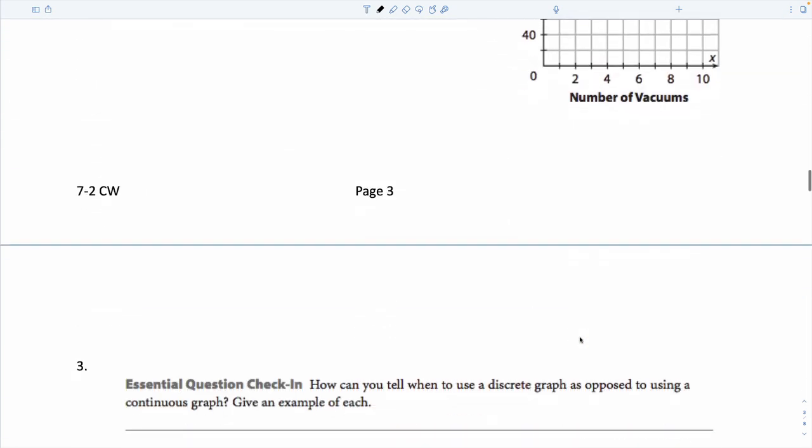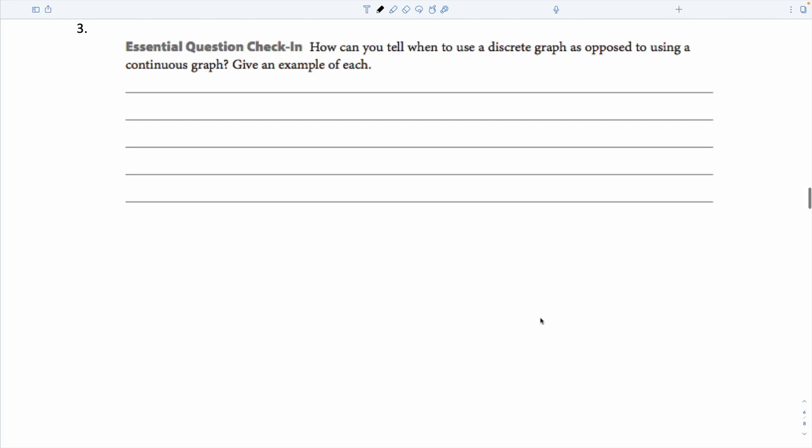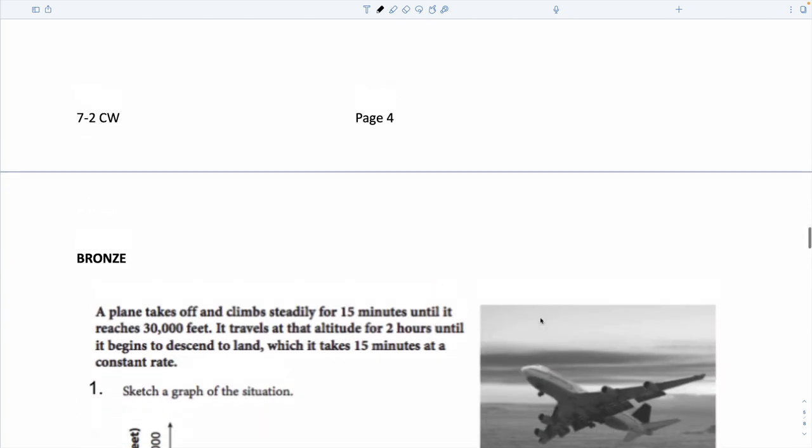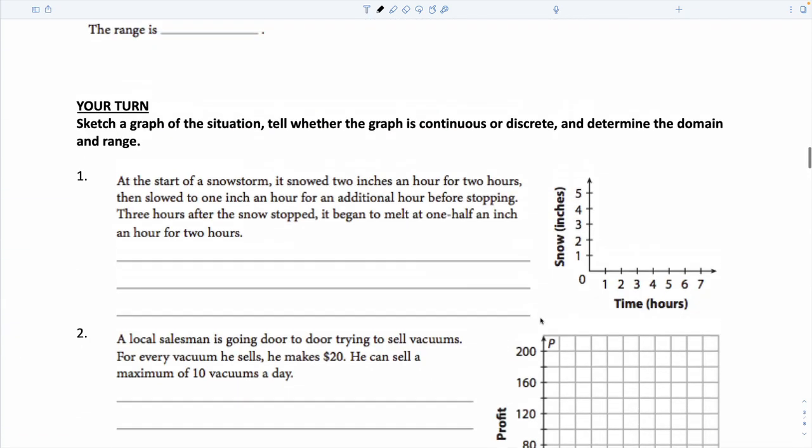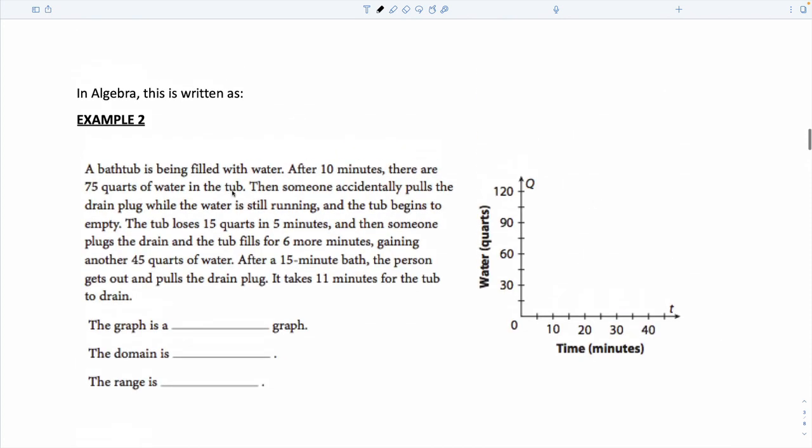Example 2. Are there some other ones? I wanted to get into the apple example. Whatever. I'll get to that later. Read example 2 for me, please. Andrew, a bathtub.